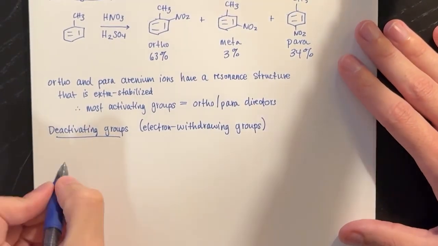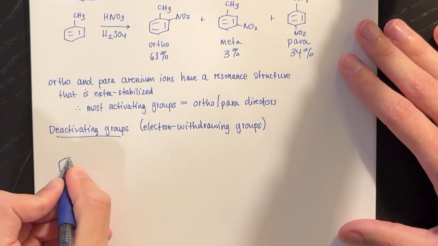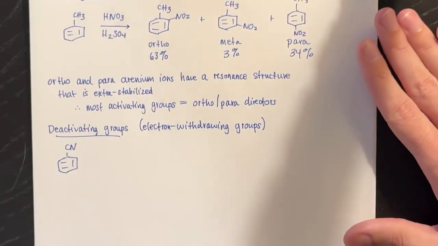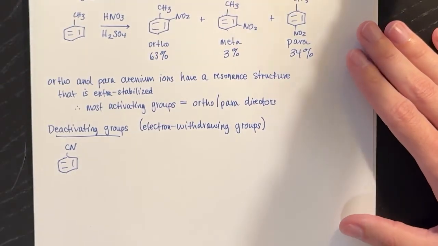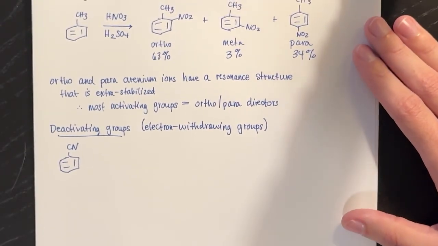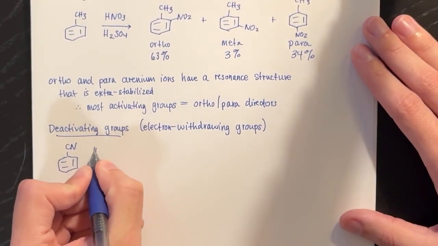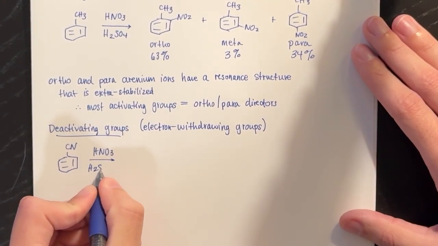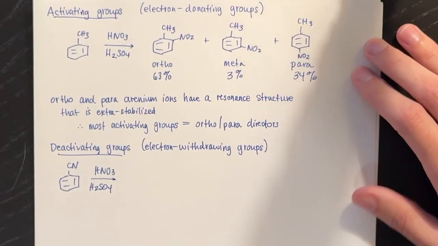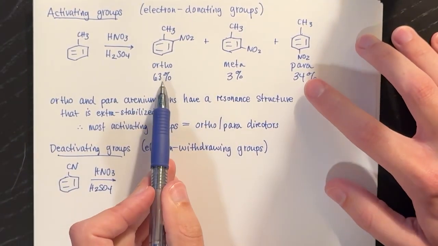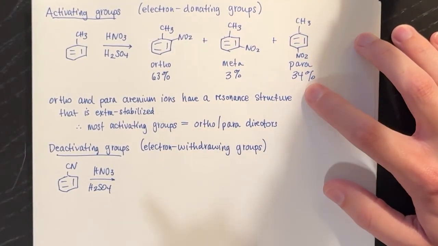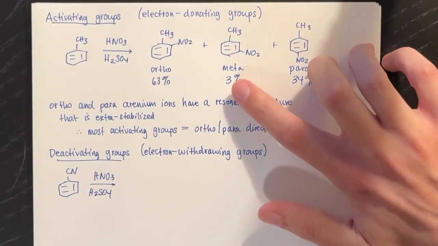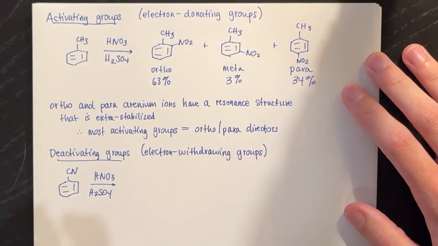Okay, so let's do another example. In this case, our deactivating group is going to be a nitrile, a CN. And what the heck, let's do the same reaction. Let's do a nitration. And I don't think you'll be too surprised to find that ortho and para are favored by activating groups. Well, guess what? Meta is going to be favored by deactivating groups.